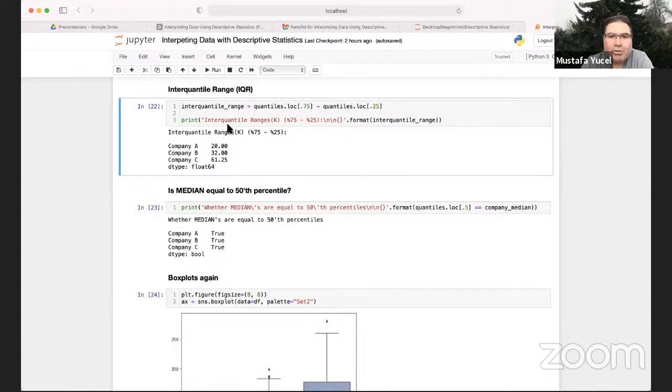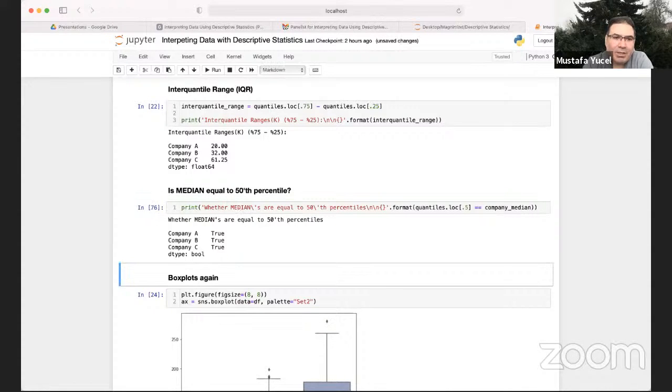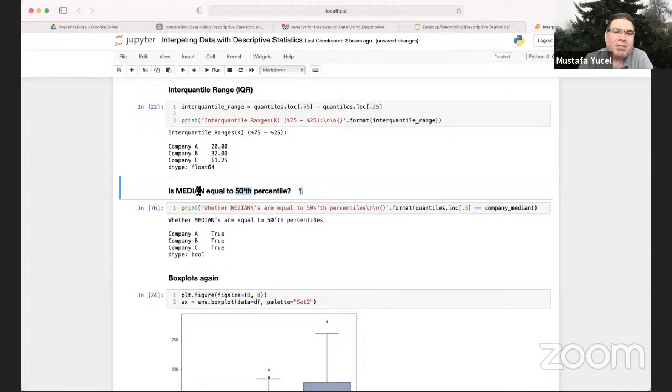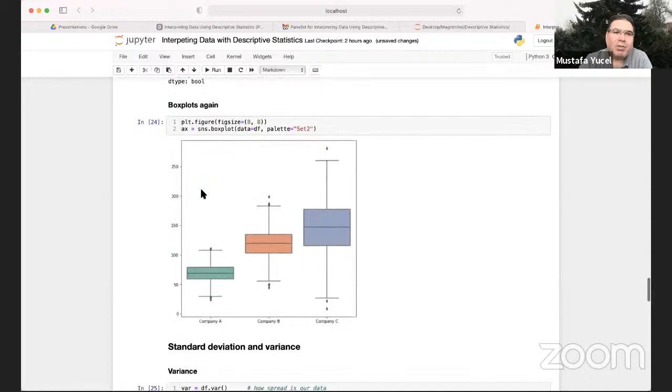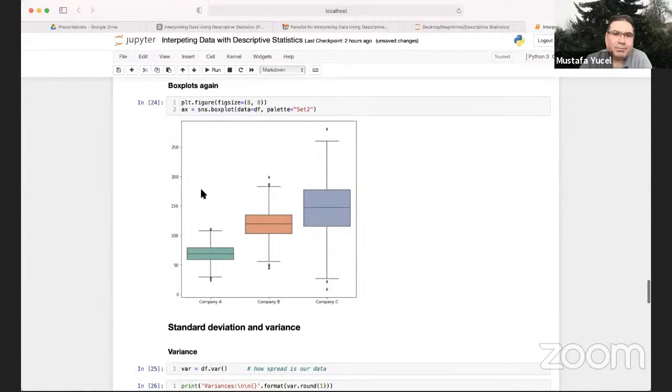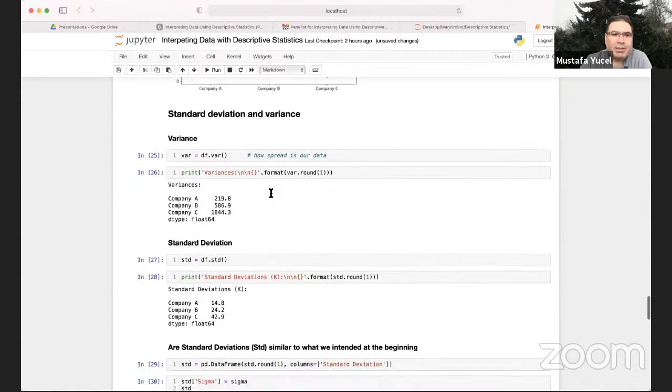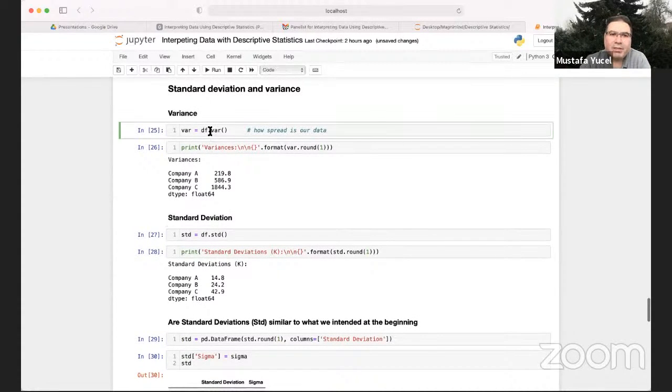If these values, I mean the 50th percentile values, are equal to the company median values calculated before, yes, they are true. As you see, they are equal. The median in fact means the 50th percentile. That means 50% of your data is below the median and 50% of data are above the median. Again, box plots, but this time we plot our data with Seaborn. You see the dispersion, and then standard deviation and variance. It's again in pandas, or Python, very simple.